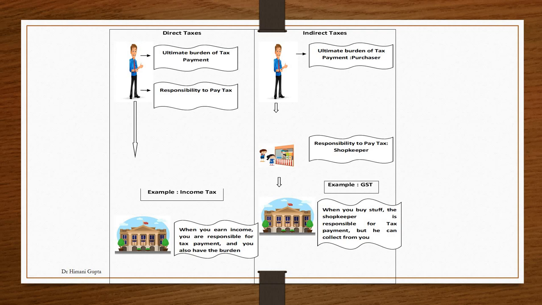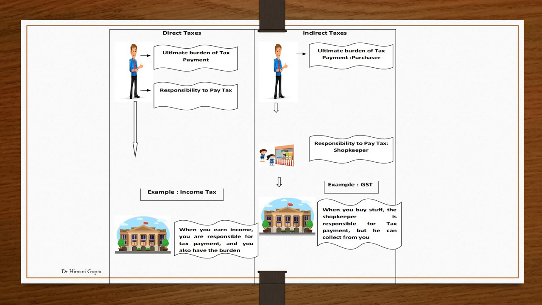So whenever you are purchasing the ice cream, you have to pay the price of the product plus some tax on it. So you are paying tax to the shopkeeper, and then the shopkeeper will deposit the collected tax to the government. Over here, the tax is paid by the consumer but deposited to the government by the shopkeeper. So the shopkeeper holds the responsibility to pay tax, but the purchaser holds the burden of tax.